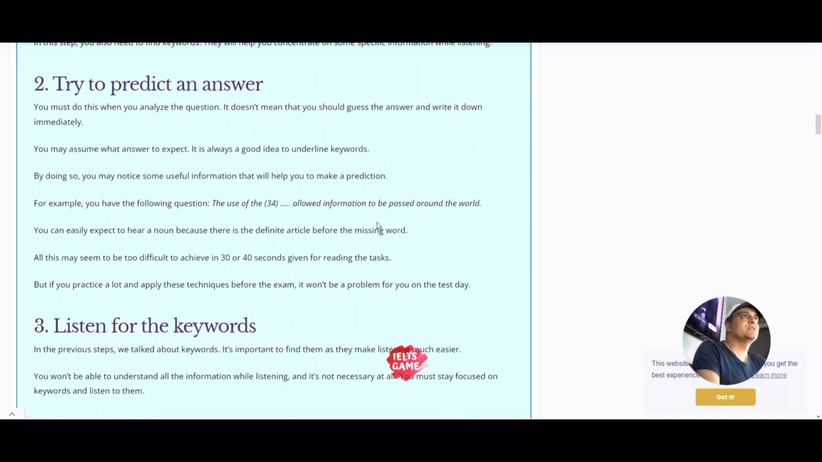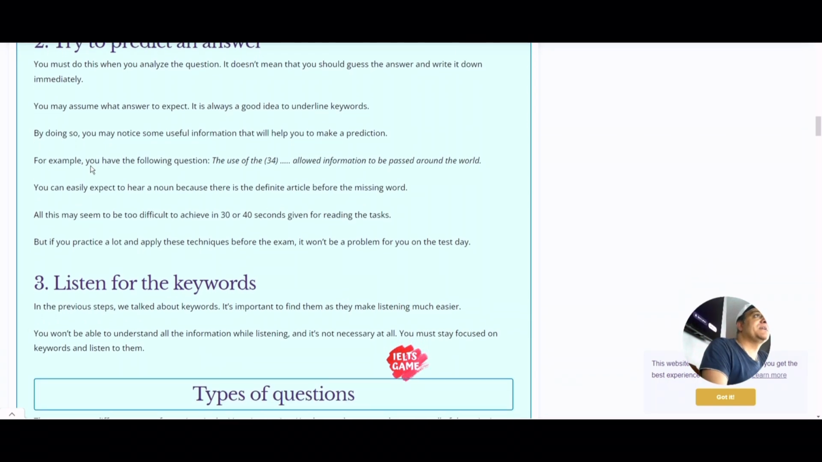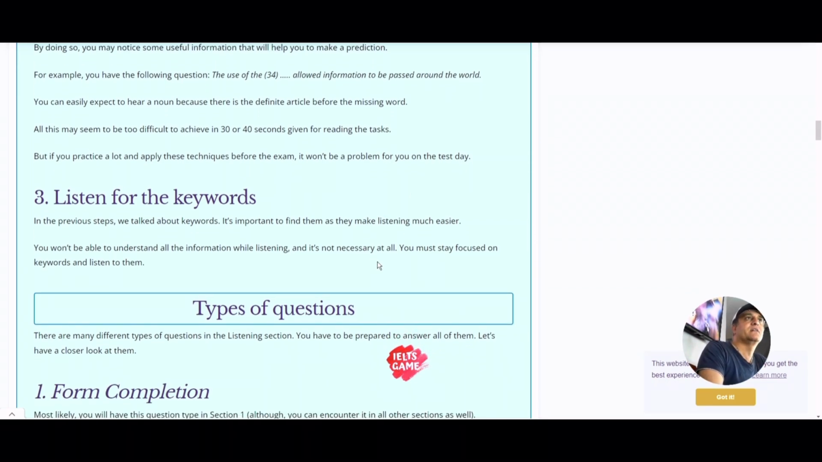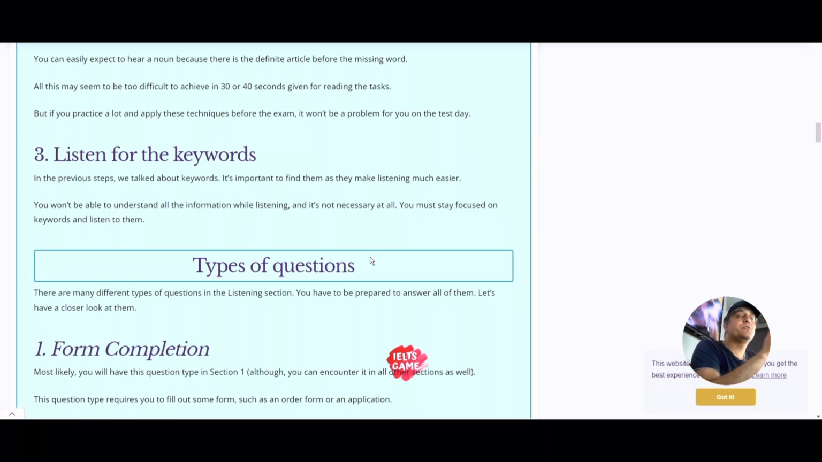Try to predict the answer. What does it mean to predict? If, for example, I say "I blank to eat," this means we need a verb: "I want to eat." For example, here, in the following question, "The use of the blank allowed information to be passed around the world," the verb already exists, which means the missing word is a noun. The use of, for example, the media allowed information to be passed around the world. You have to be careful and try to predict whether it's a verb or a noun, okay?